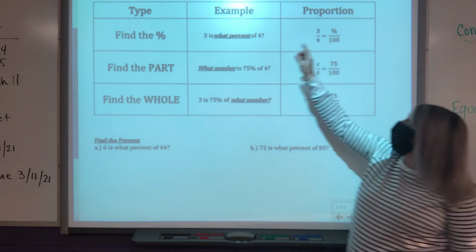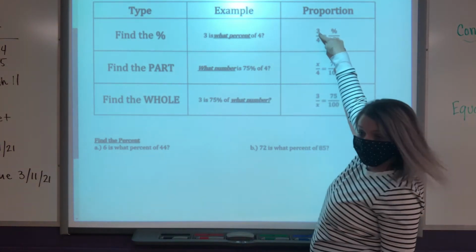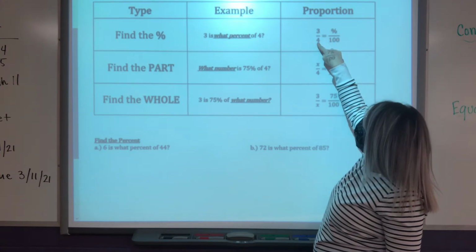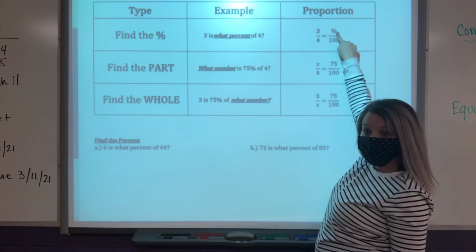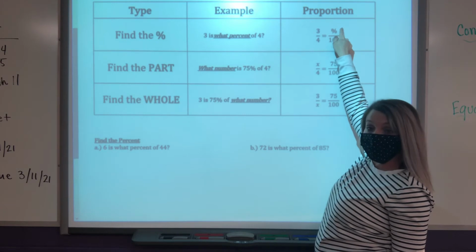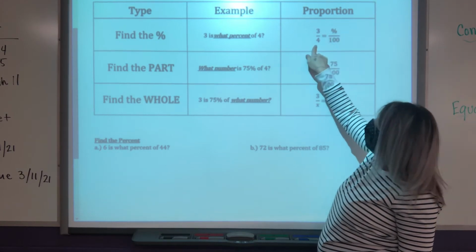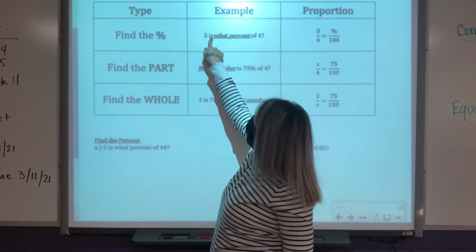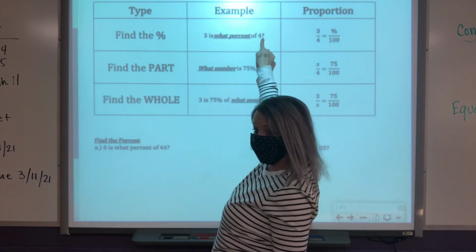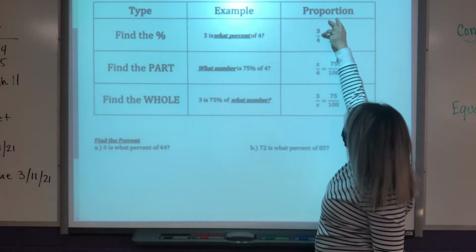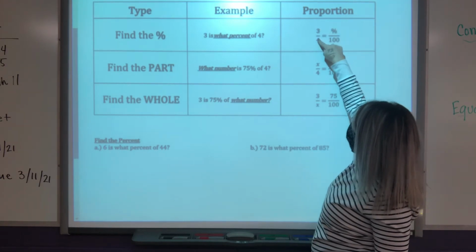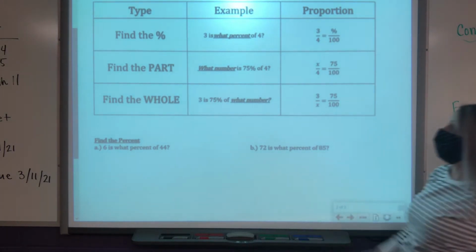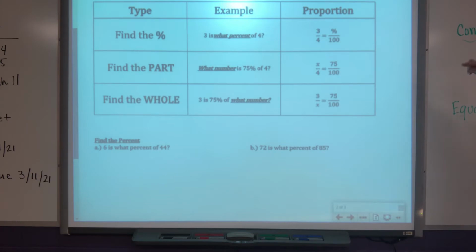Very good. Okay, so 3 is what percent? We don't know the percent, so we either put a percent symbol there or a question mark, of 4. Is is considered our part, of is our whole. So 3 is what percent of 4?